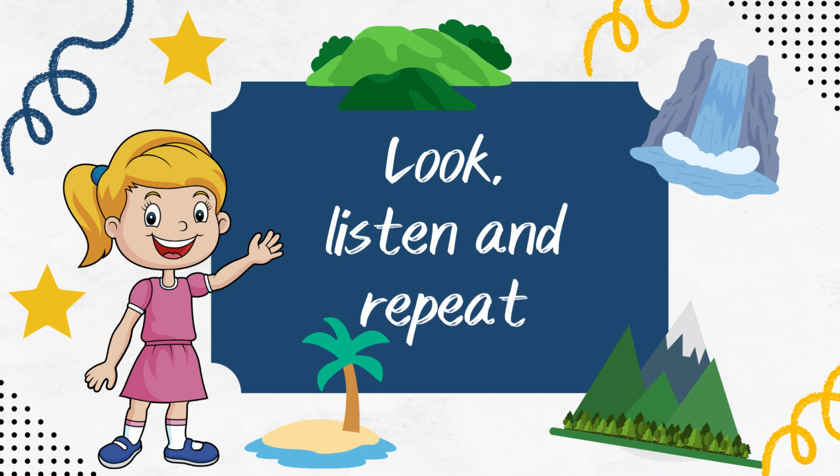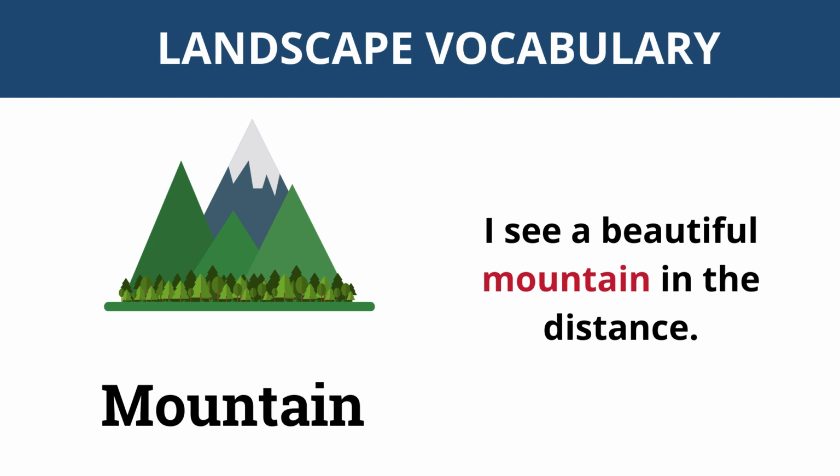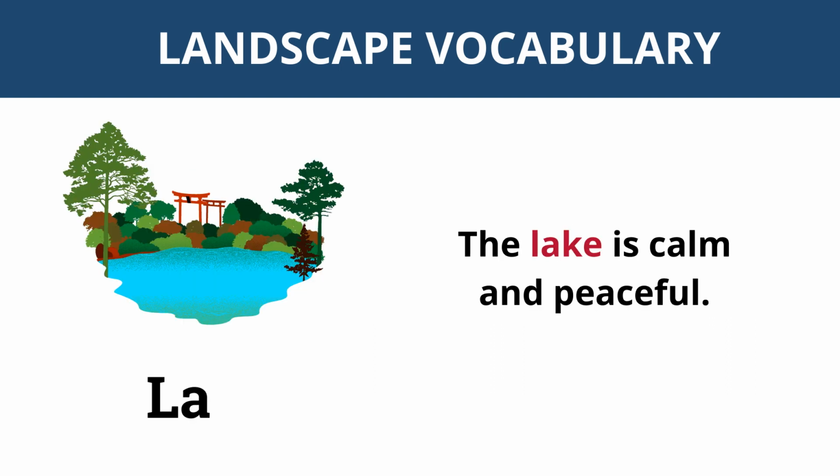Look, listen, and repeat. Canyon. The canyon is deep and narrow. Mountain. I see a beautiful mountain in the distance. Lake. The lake is calm and peaceful.